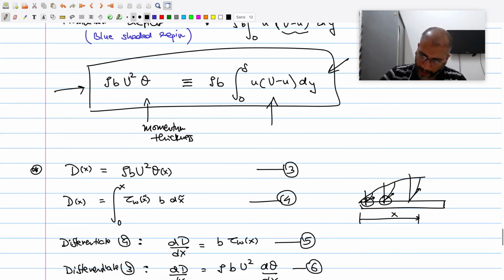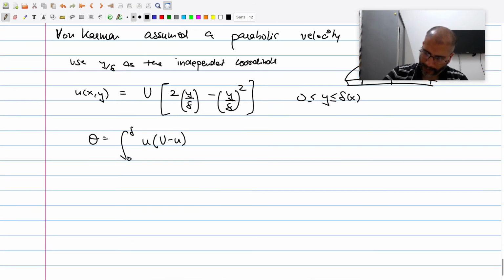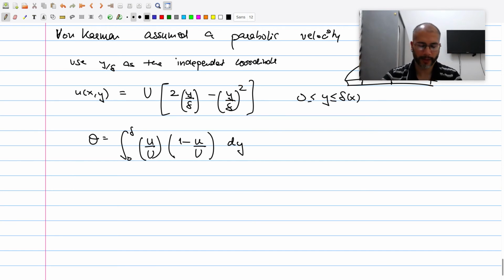Let's go up and check. So our theta was actually this here. If you divide both sides by rho b, this rho b will cancel, and if you take this capital U square on the right hand side, we actually get small u by capital U, and then we have 1 minus small u by capital U. Okay, so this is what theta is, and if you solve for it using your small u as what's given here, then this will come out to be approximately 2 by 15 times delta.